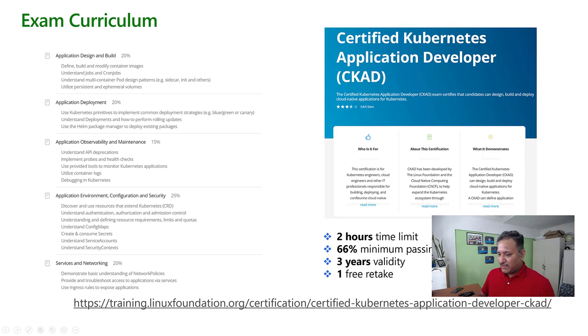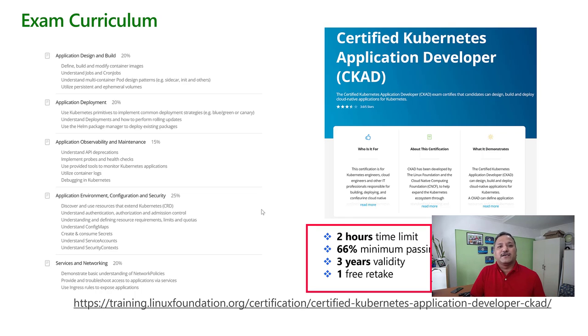I've given the link here at the bottom, and I'll also provide this link in the description of the video if you want to find out more details about the exam curriculum. The actual exam has a time limit of 2 hours, and the passing percentage is 66%. That's the minimum score. Once you clear the exam, it's valid for 3 years. In case you're not able to clear it on the first attempt, you can take one free retake with this exam.